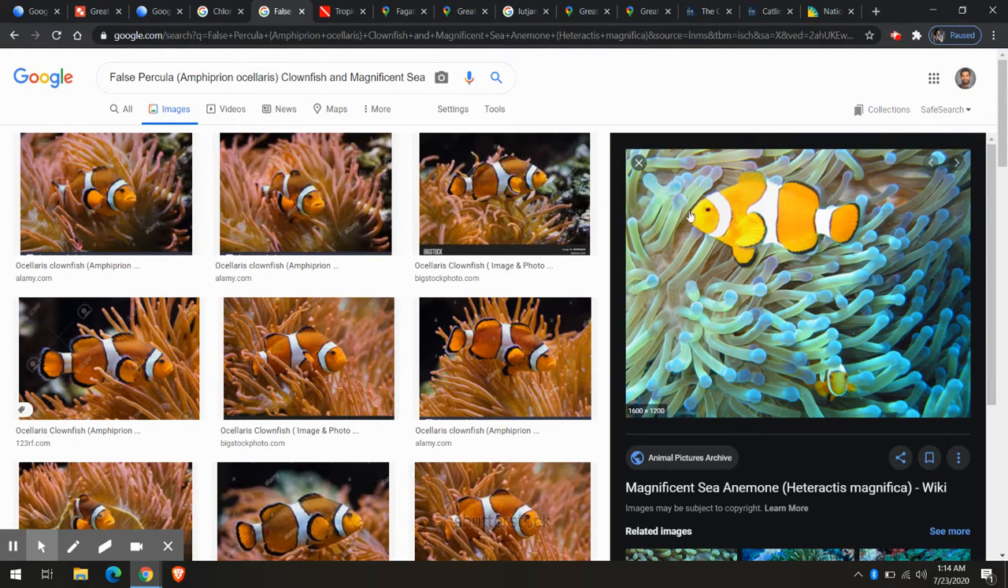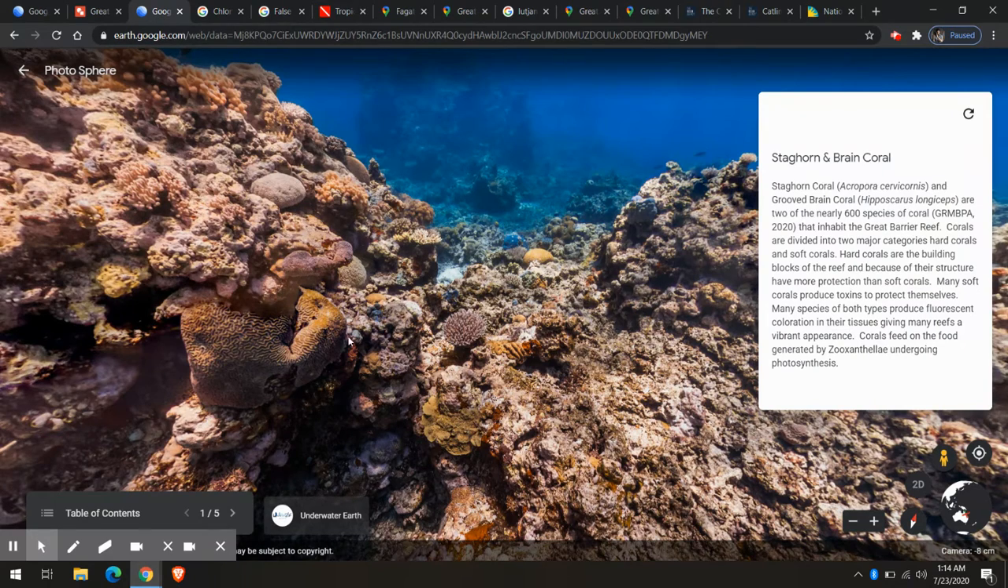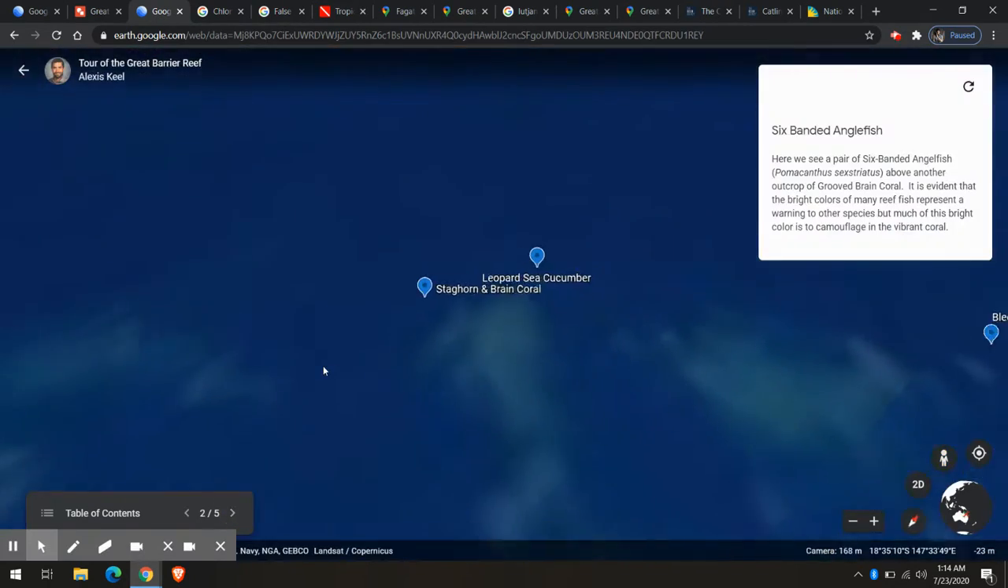Finding Nemo, Nemo is a false percula clownfish, that one right there. And they live inside a soft coral called an anemone, a magnificent sea anemone that's actually poisonous to any animals that touch it. It has a toxin that will keep animals away, and that fish is immune to it. So there's our hard and our soft coral. Let's move on to our next location.